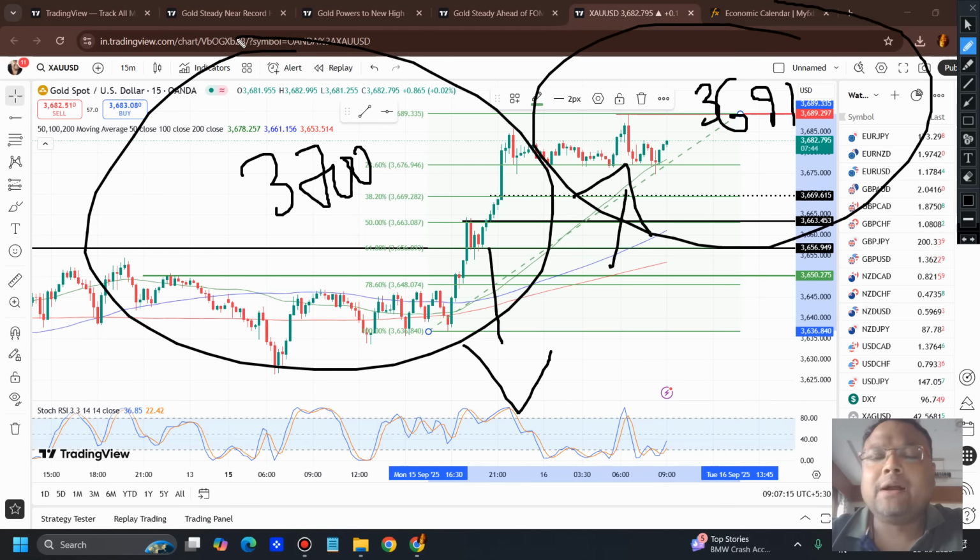So be careful, and if possible let the market cross 3700. First, if market trades comfortably above 3700, then you can expect that 3700 has become the new support. It will be heading towards 3800, but right now 3690, 3700 can be a little dangerous zone to trade for buy at breakout. Right now I'm recording the video in the Asian session, things will be different in the US session.